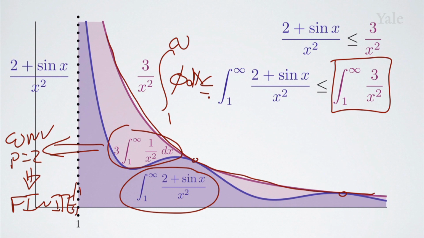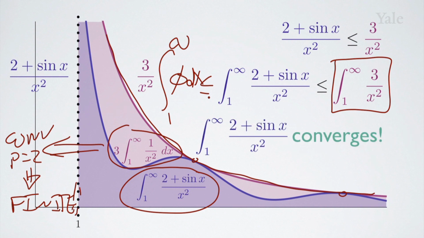So what we have is an improper integral that is bounded below by 0 and bounded above by a finite value, and therefore it must converge itself. So by comparison, we are saying that compared to something that we already know, 3 over x squared, we know how it converges. We can therefore conclude that 2 plus sine x over x squared also converges.